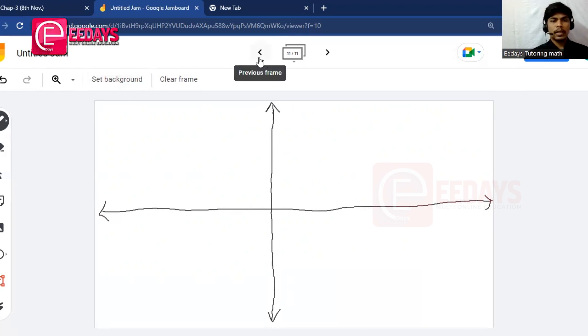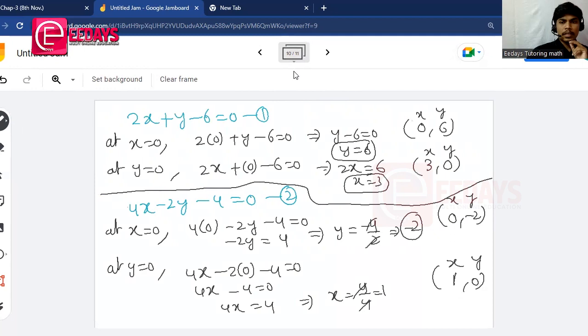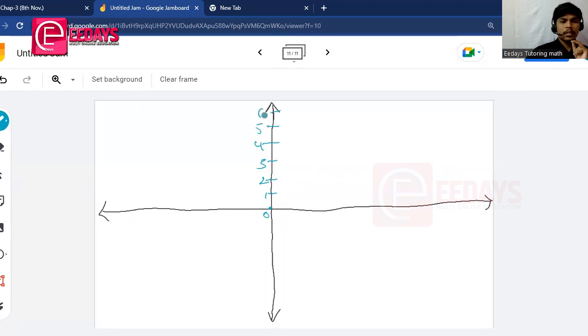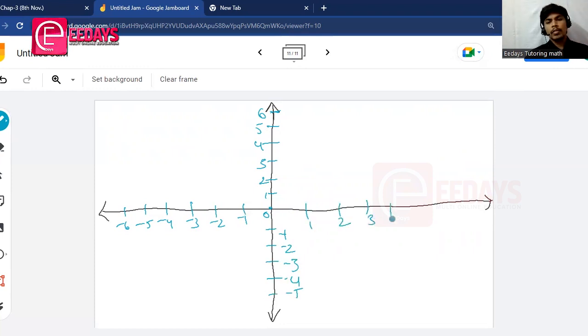Okay, so what are the points here? 0 comma 6 and so on. Let's mark the axes here: 1, 2, 3, 4, 5, 6 and minus 1, minus 2, minus 3, minus 4, minus 5, like this, and 1, 2, 3, 4. I'm taking a rough graph for your understanding.